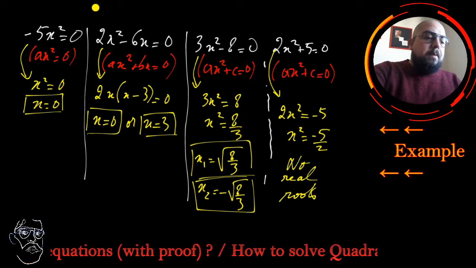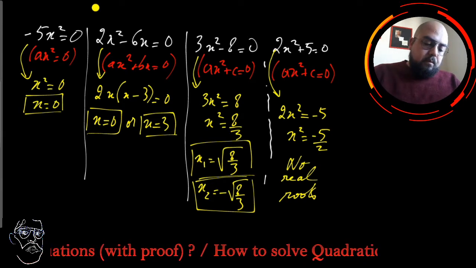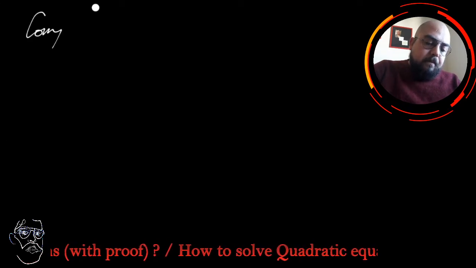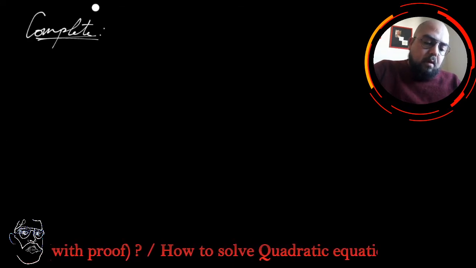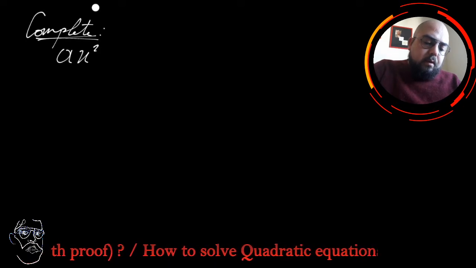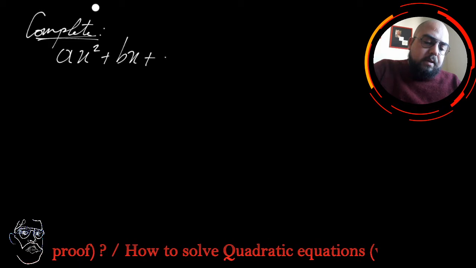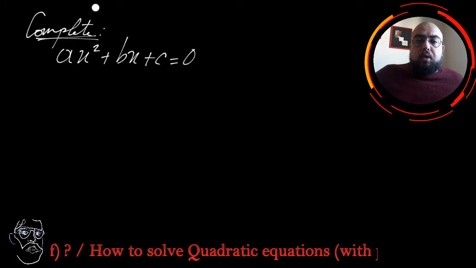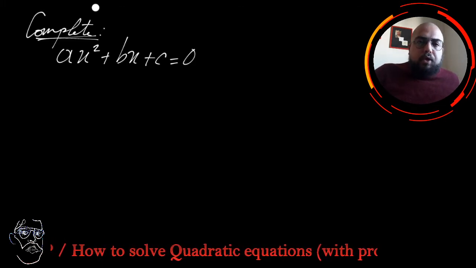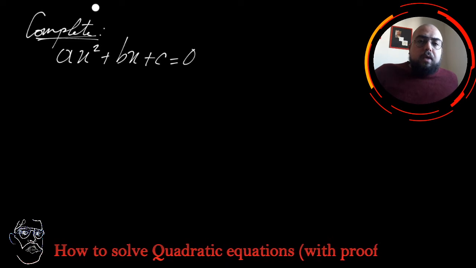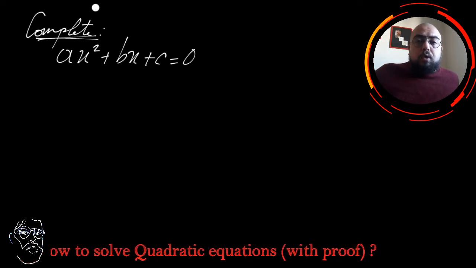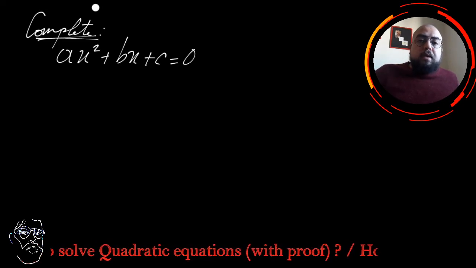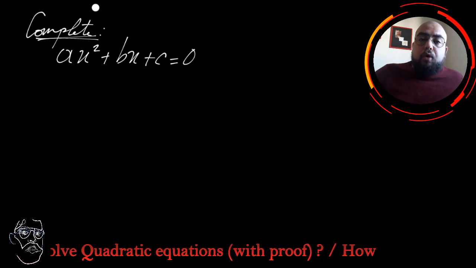Now, what about the complete form? The complete form is when you have ax squared plus bx plus c is equal to 0, where a, b, and c, the three of them are different than 0. Now, in order to solve this equation, we should follow a few steps. I'm going to take you through the demonstration or the proof in order to reach the part where we can discuss the existence or the non-existence of roots.